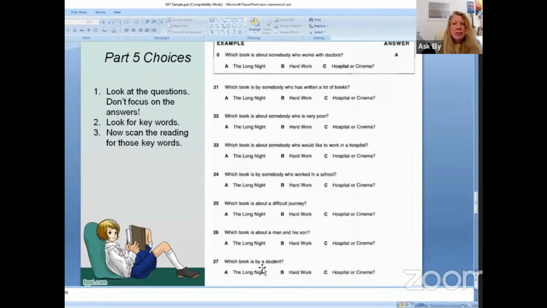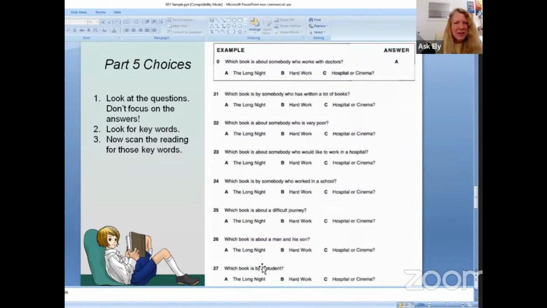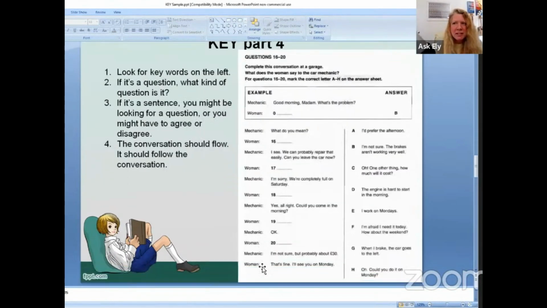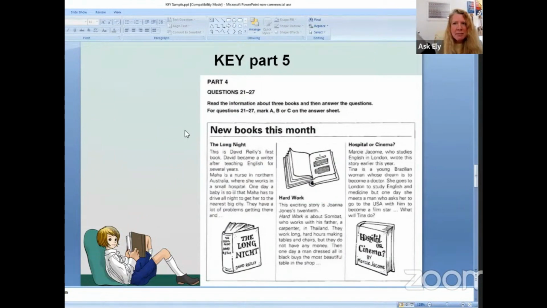Which book is by a student? We already know the magic word student, right? When we skimmed, this one's about a nurse, this one's about carpenters, and this one is about a student who's studying, but also has a dream of becoming a doctor. They're studying medicine, right? They want to work in a hospital.